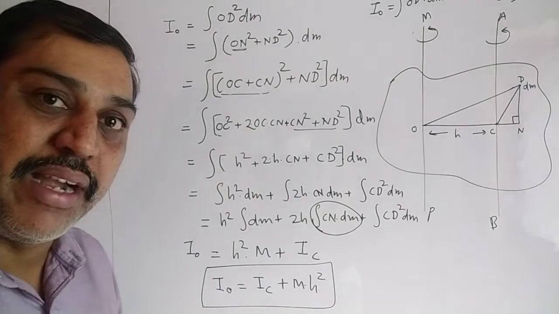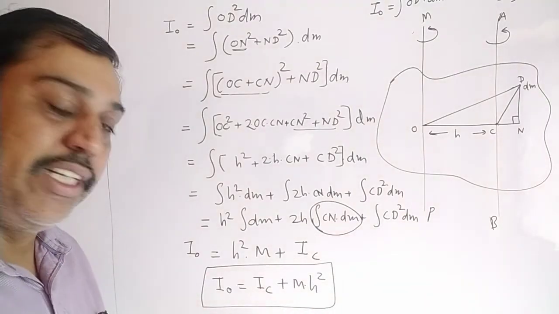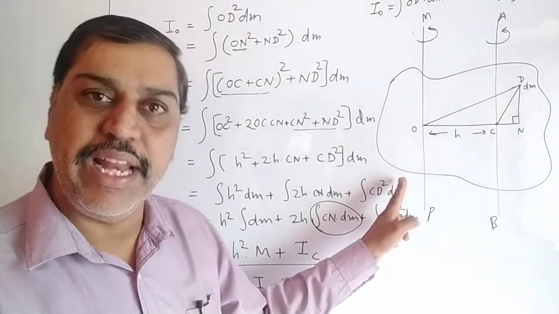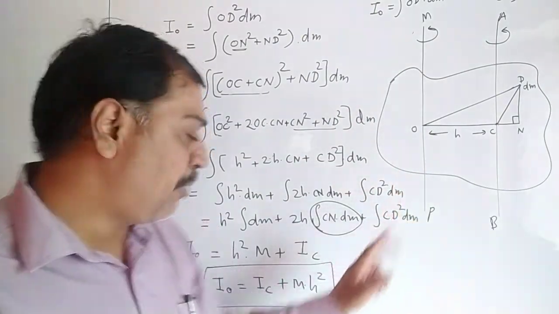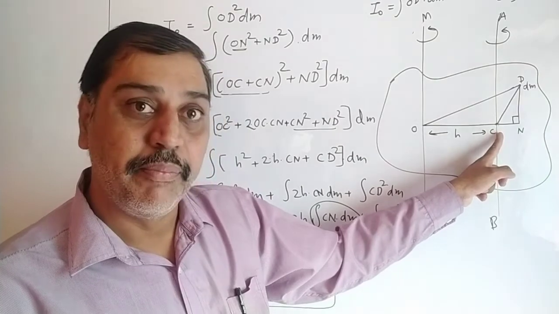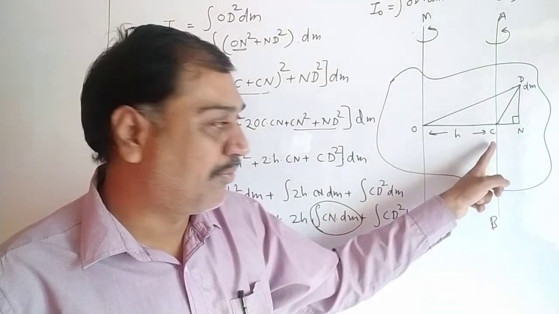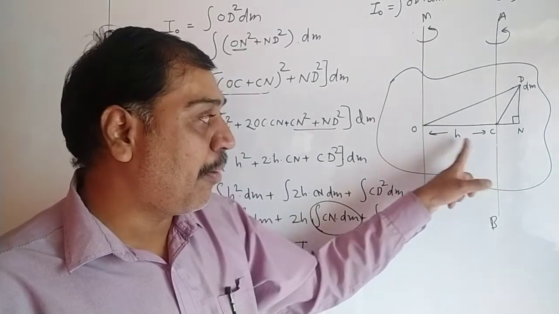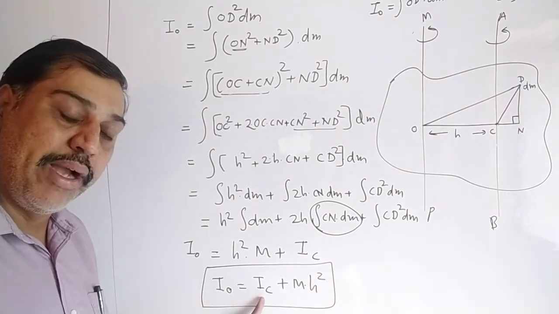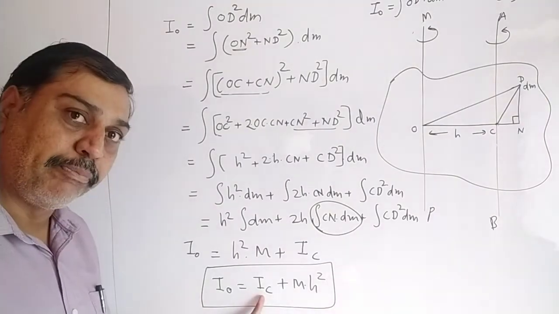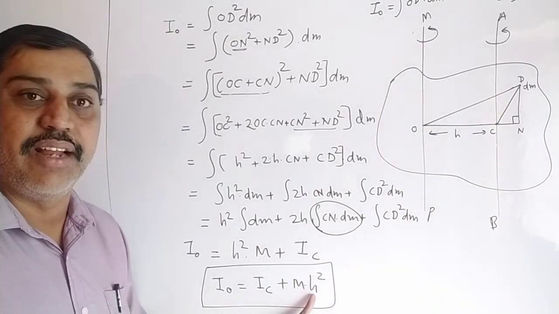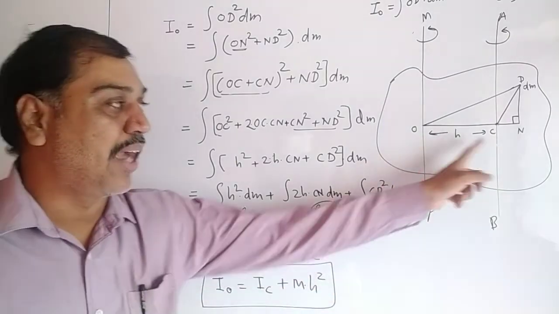The theorem of parallel axis can mathematically be represented by this equation. So here the moment of inertia about any axis passing from any point of the body is equal to the sum of the moment of inertia about an axis passing from the center of mass and the product of mass into the square of the distance between the two axes. So this is IC, the moment of inertia of a rod about an axis passing from the center of mass, plus m, the mass of the body, into h square, the distance between the two axes squared.